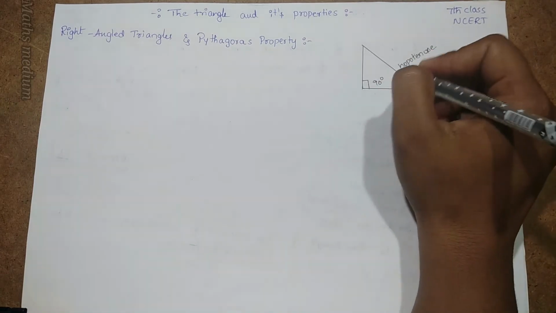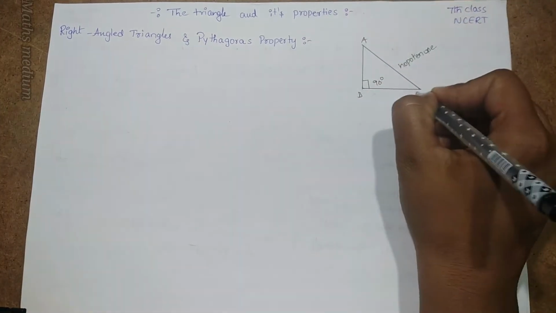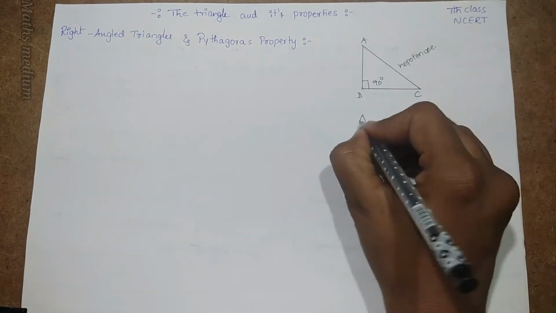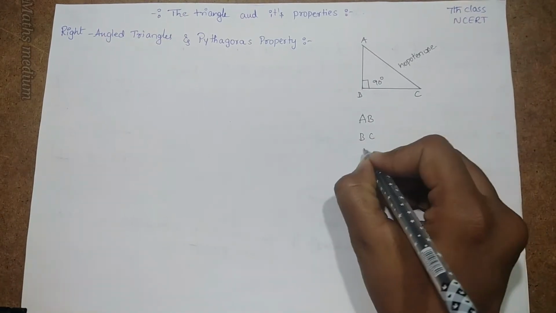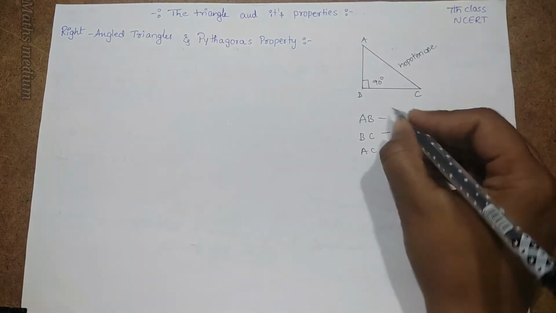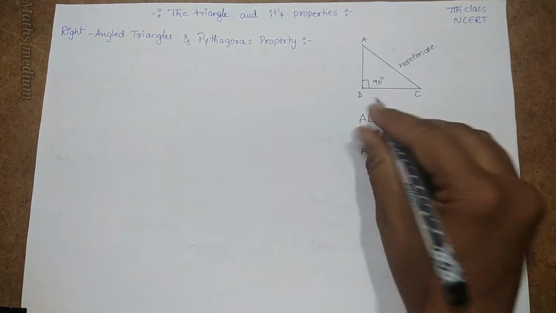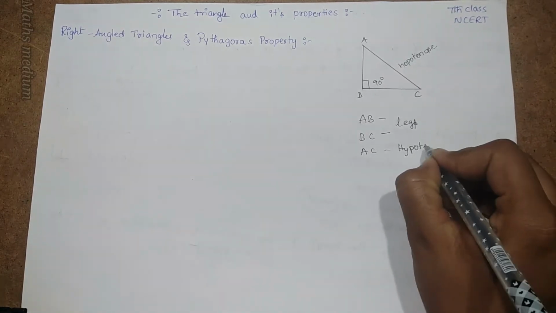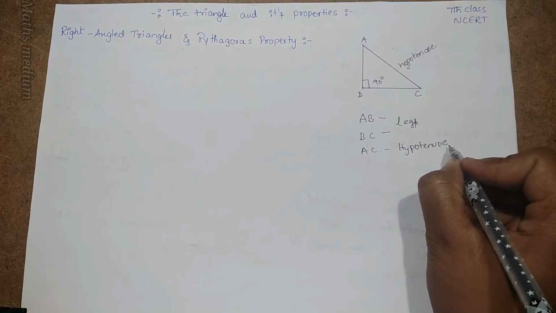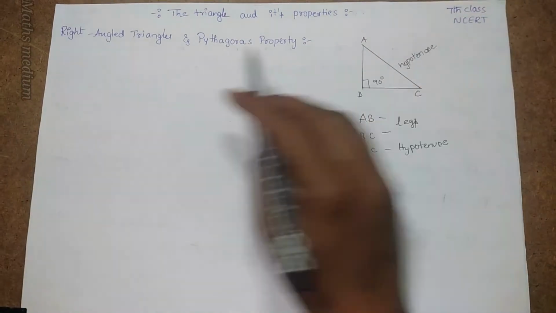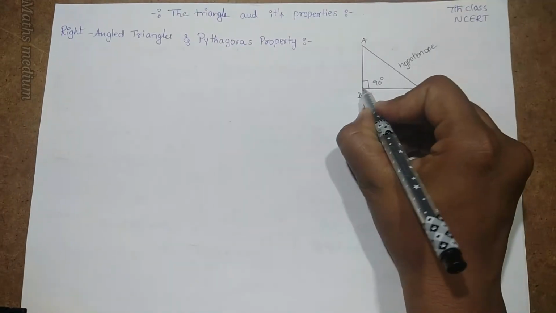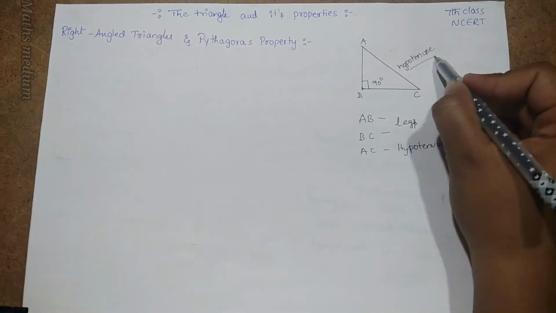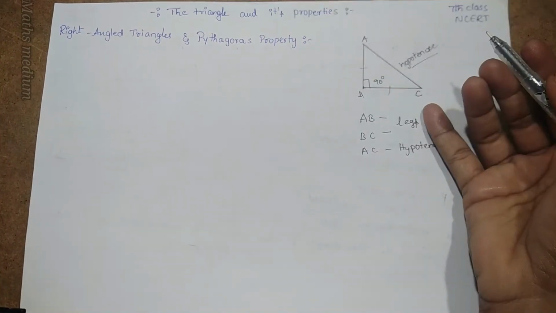But if you take this triangle as ABC, here we have three line segments AB, BC and AC. Here AB and BC are the legs of the given right angle triangle, but AC is the hypotenuse of the given triangle. Now, how is it a Pythagoras property? Here is the 90 degrees at B. The opposite side of the 90 degrees is said to be the hypotenuse, and these are the sides or legs.